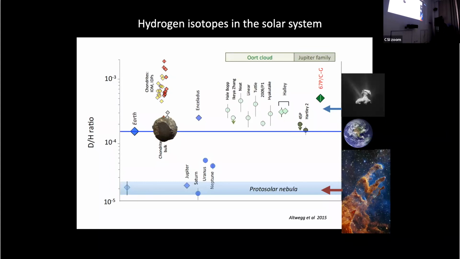So there is a huge variation of the D/H ratio, which seems to be heliocentric, that is, increasing with the distance from the sun.